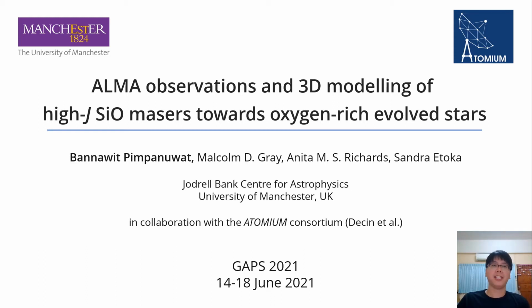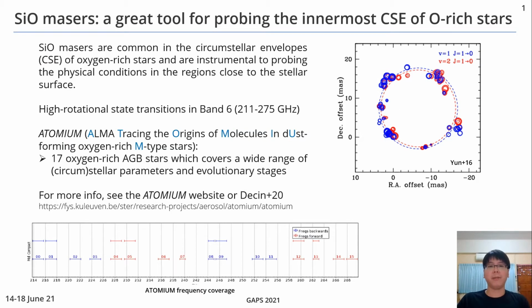I'm going to be presenting ALMA observations and 3D modeling of high-J SiO masers. As you may know, SiO masers are found in the innermost regions close to the stellar surface and are key to studies of the inner wind morphology, as well as the process of dust formation. Here we focus on high rotational state transitions observable with ALMA band 6, which provides different information compared to the typical SiO 43 and 86 GHz lines.